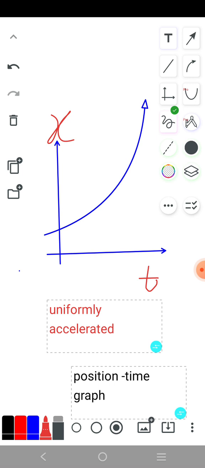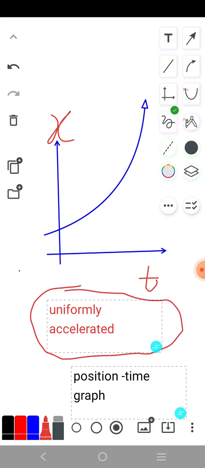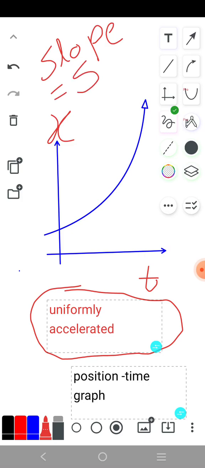Let me tell you what is the meaning of uniformly accelerated motion. Uniformly accelerated motion means the change in velocity of the object is being done equally in equal interval of time. Now you might be asking, how is velocity changing equally here? Now the thing is, this is what? Position time graph. Now if I ask you what will be the slope of the position time graph, you may say speed.